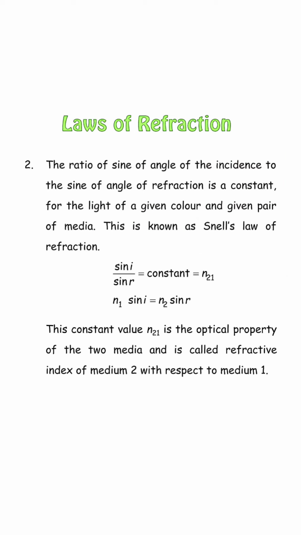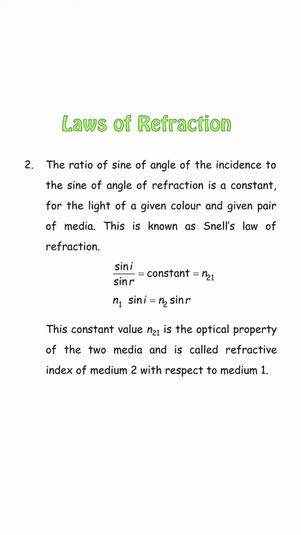What is the second law of refraction? Here we need to consider the angles, the angle of incidence and the angle of refraction. The ratio of the sine of the angle of incidence to the sine of the angle of refraction is constant. That constant we call the refractive index, for light of a given color and a given pair of media. This we call Snell's law of refraction.